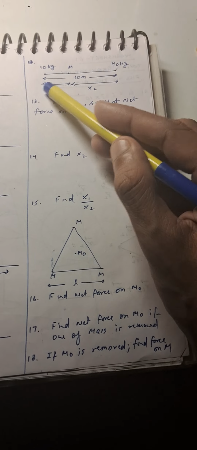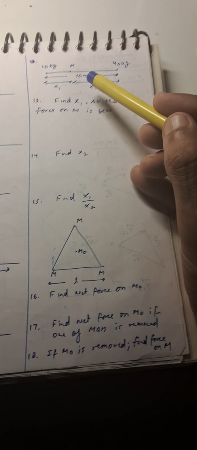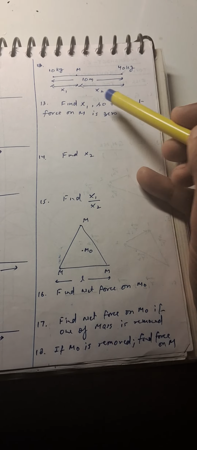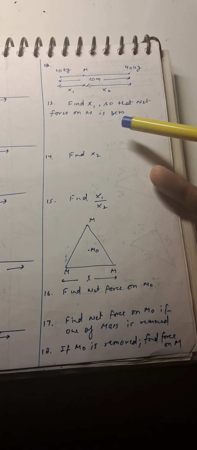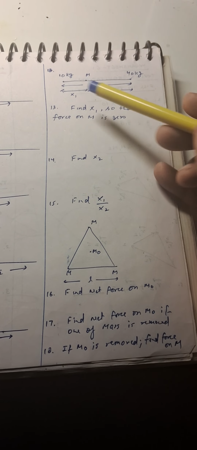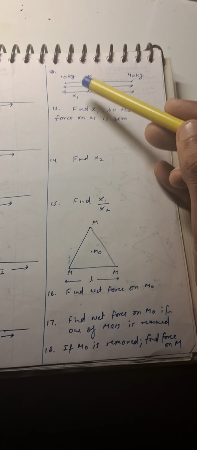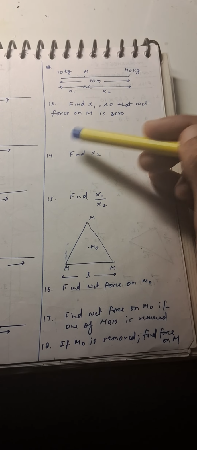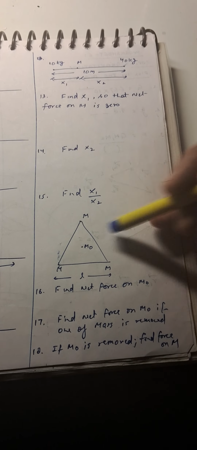Two masses of 10 kg and 40 kg are kept at a separation of 10 meters, and a point mass m is placed. x1, x2 are the distances. We need to find x1 so that the net force on m is 0. So it's a conceptual question. Just make sure that both forces are equal in magnitude and use the law of gravitation to find them. Another is you need to find x2, then find x1 by x2.